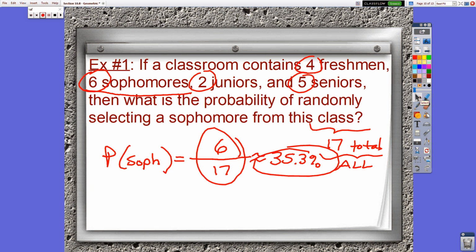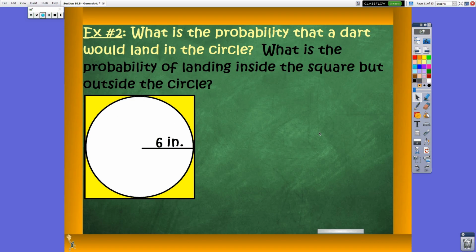Now we'll get into specific geometric probability questions. So now here's the first real geometric probability question. It says, what is the probability that a dart would land in the circle? And then we're going to have a follow-up question: what is the probability of landing inside the square but outside the circle?